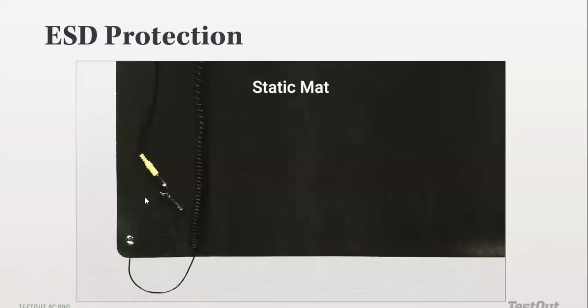So the next subsection again is ESD protection. This refers to all the things that you can implement to protect your device and yourself from electrostatic discharge. Remember, ESD stands for electrostatic discharge. One, you can use a static mat. It is a type of mat that equalizes or balances the amount of electricity that is found in two components.